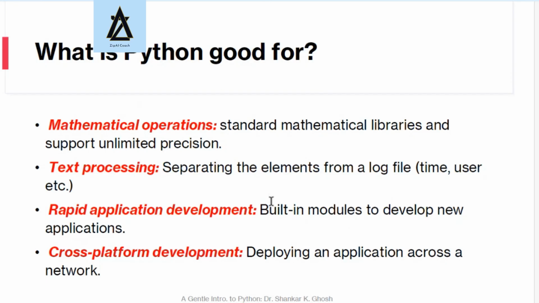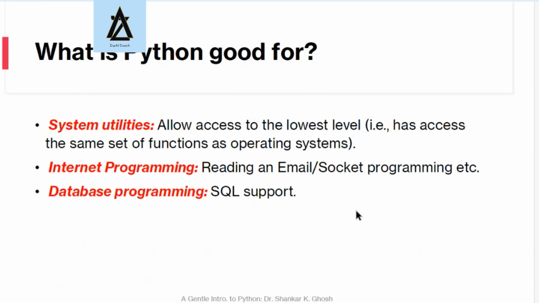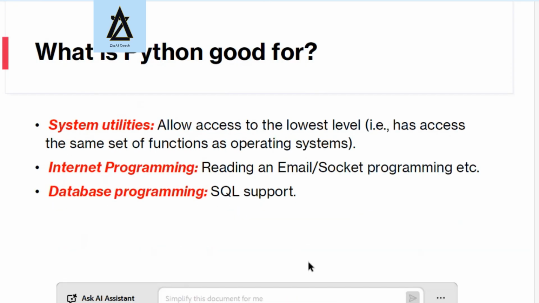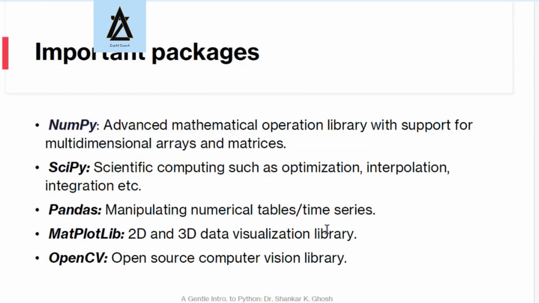Mathematical operations are there, and there are some standard libraries. Python is used for mathematical operations, text processing, rapid application development, cross-platform development, and so on. Then system utilities, internet programming, and database programming. This list is not exhaustive. In fact, there are other applications also.